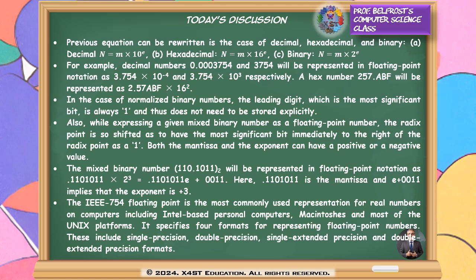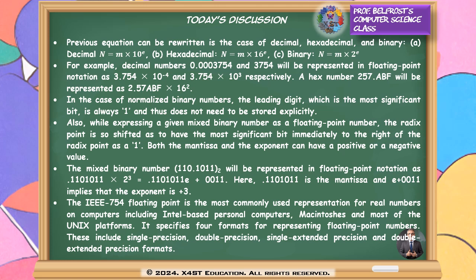And a hex number 2.57ABF can be represented as 2.57ABF times 16 squared. In the case of normalized binary numbers, the leading digit, which is the most significant bit, is always 1 and doesn't need to be stored explicitly. Also, while expressing a given mixed binary number as a floating point number, the radix point is shifted to have the most significant bit immediately to the right of the radix point as 1, and both the mantissa and the exponent can have a positive or negative value.